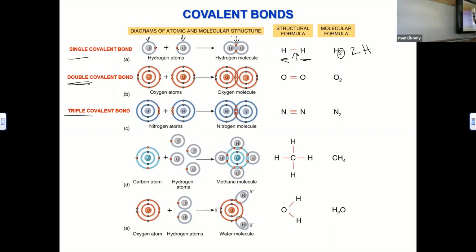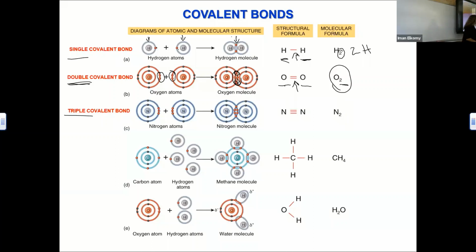Let's look at a double covalent bond. Now I have oxygen and oxygen, and they each have 2 electrons that they want to share. Those 2 electrons give me a double covalent bond. In the structural formula, I have an oxygen and an oxygen with 2 red lines, which are 2 covalent bonds. It does not have to be red, by the way; it's just red because it's highlighted for you. My molecular formula is O2. Remember, the 2 indicates I have two oxygens.